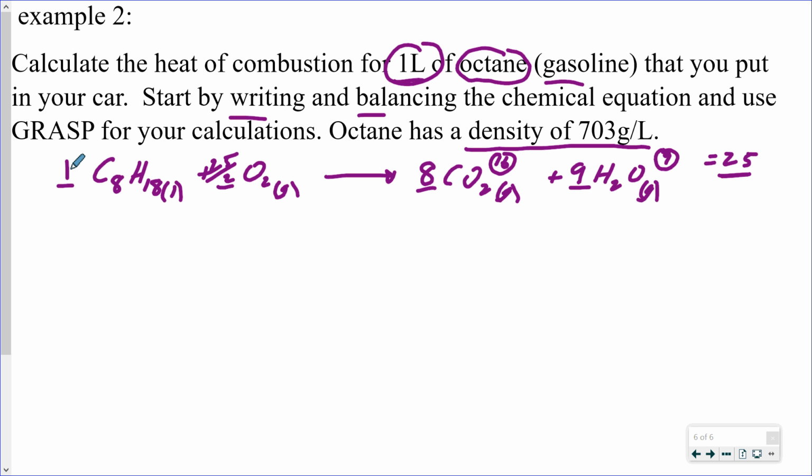So what if you happen to get that wrong with balancing the oxygen? It's not going to matter because you don't use it in your calculation anyway. As long as you have these ones right, you will be fine.